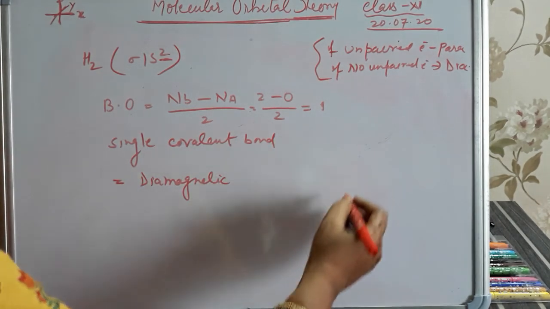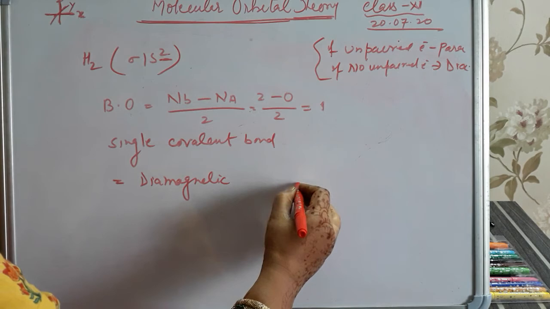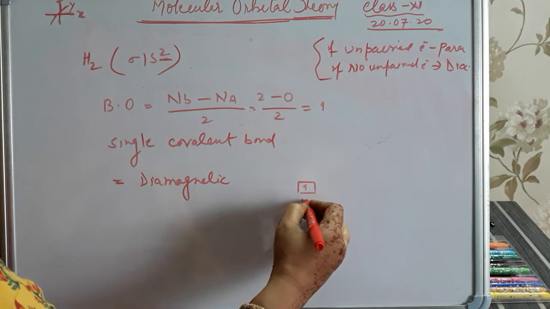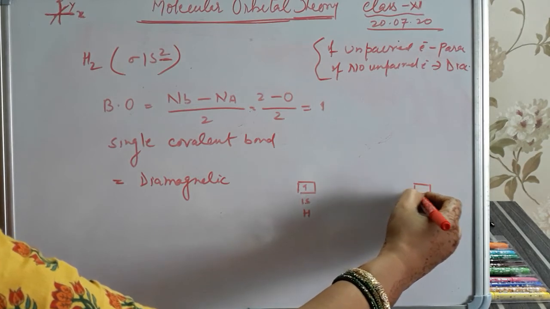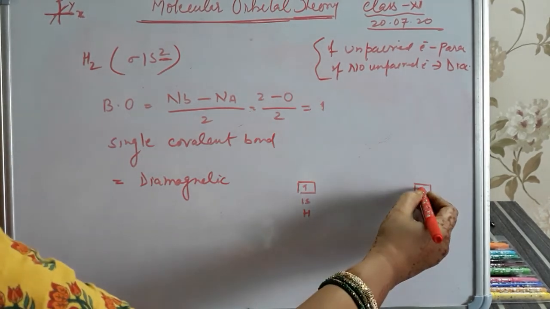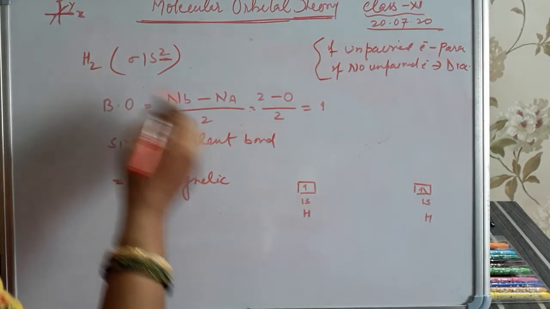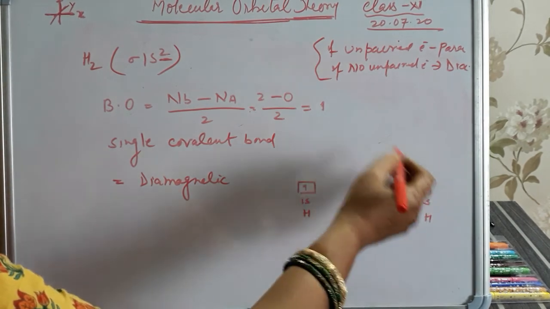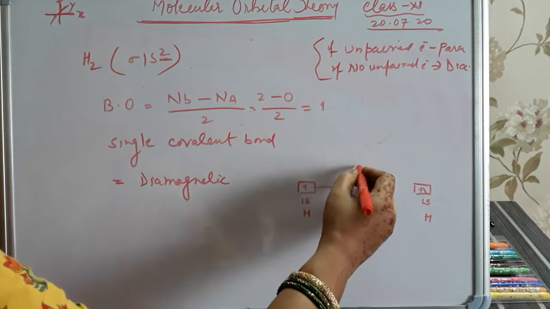Another way we can represent it is by a molecular orbital diagram. Suppose this is the atomic orbital of hydrogen. This is 1s, this is 1 hydrogen, and this is also 1s, and this is 1 hydrogen. So 2 hydrogen atoms combine to form the H2 molecule. 1 hydrogen atom contributes 1 electron, and the other contributes 1 electron. So when the atomic orbitals combine, it forms 2 molecular orbitals, students.